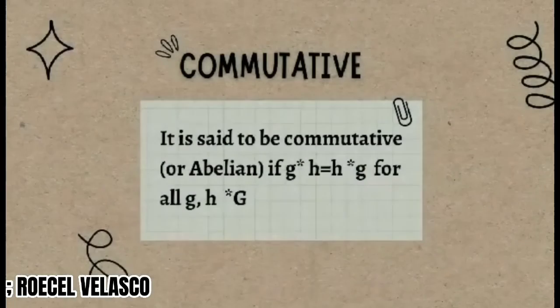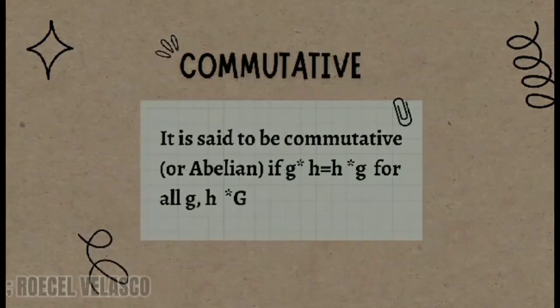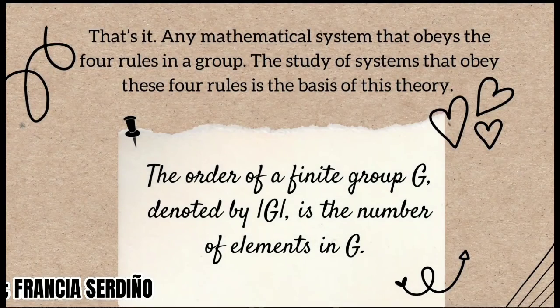A group is said to be commutative or abelian if the result of applying the group operation to two group elements does not depend on the order in which they are written. That is, the group operation is commutative. That's it. Any mathematical system that obeys these rules is a group. The study of systems that obey these rules is the basis of group theory.